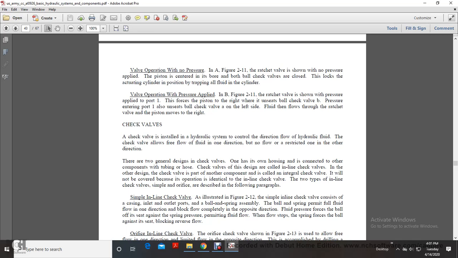Valve operating with pressure applied. In B, Figure 211, the ratchet valve is shown with pressure applied at port 1. The force on the piston to the right unseats the ball check valve with the pressure entering port 1. It also unseats the ball check valve on the left side, and fluid then flows from the ratchet valve with the piston moved to the right.